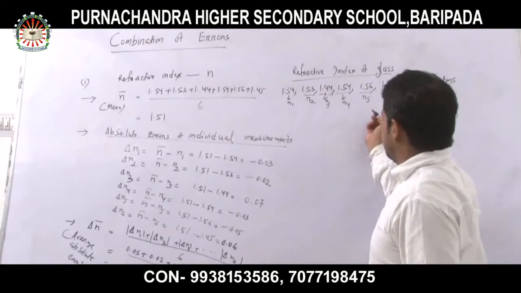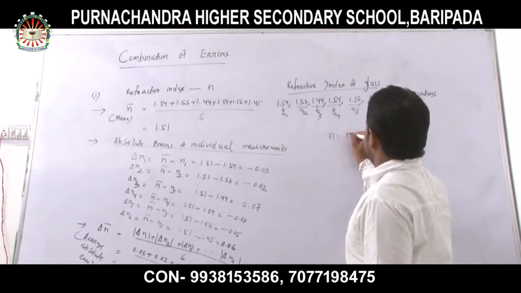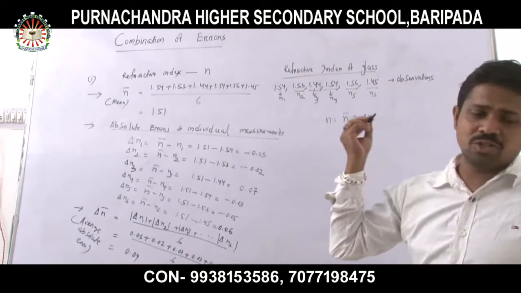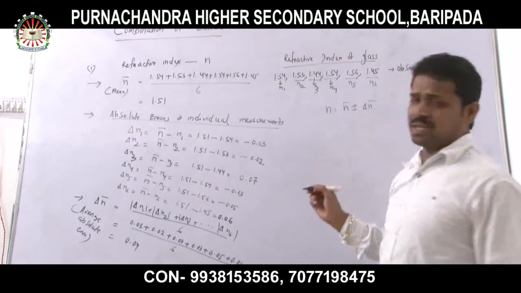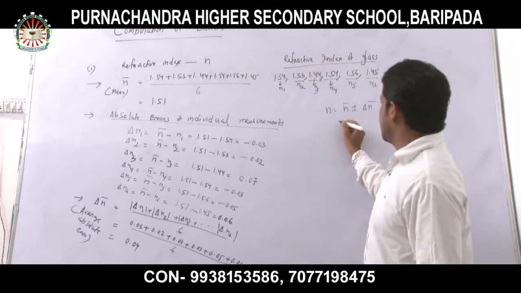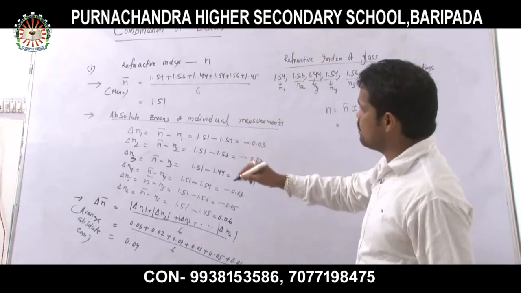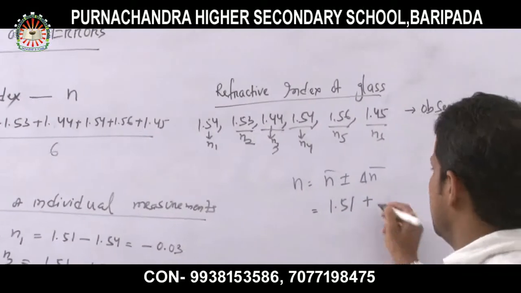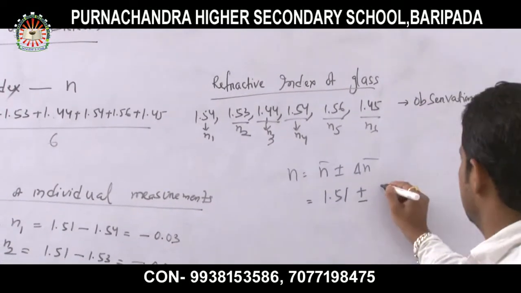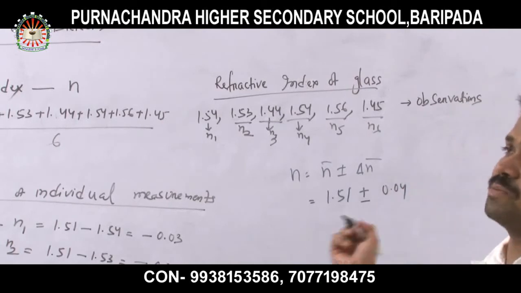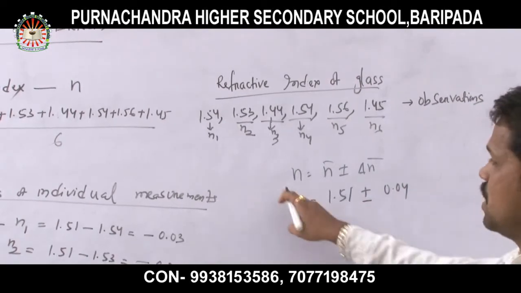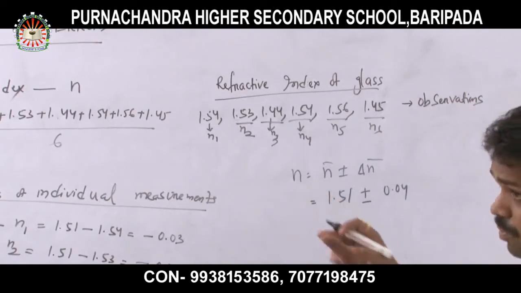Now, the representation of the measurement. What is the representation? The representation of n is n bar plus or minus del n bar. So n bar is 1.51 plus or minus 0.04. Look very carefully: this is the representation of a physical quantity n according to the process.